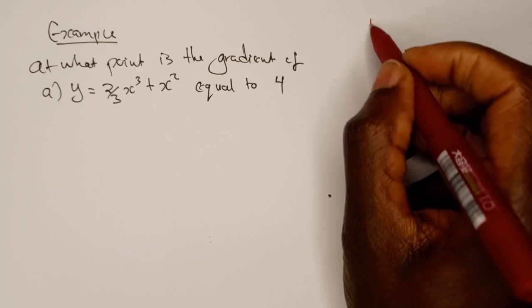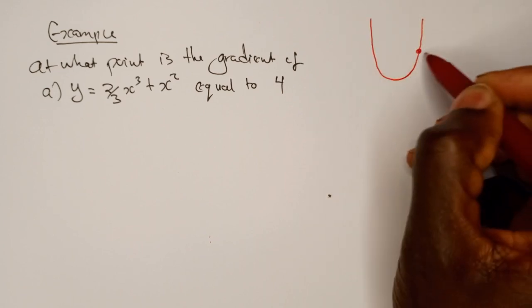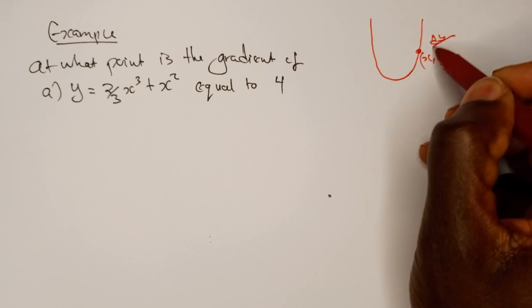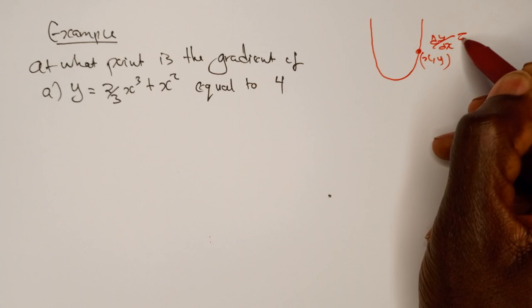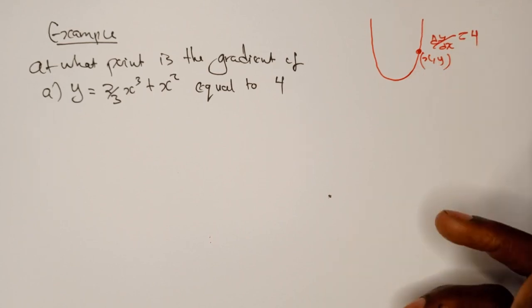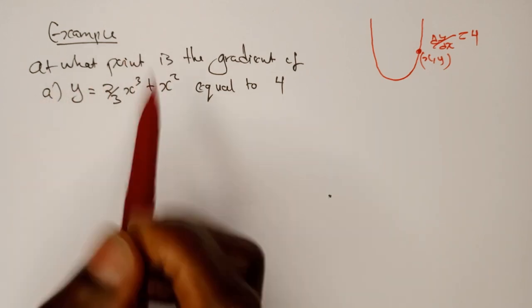This is our curve. So we have this specific point here. We don't know the coordinates of that point, but we have been told at this point dy dx is 4. So what are the points? What are the x coordinate and y coordinate? So how do we proceed? We differentiate this one.